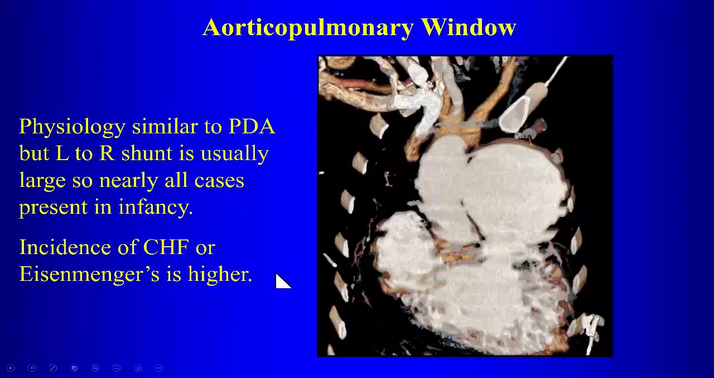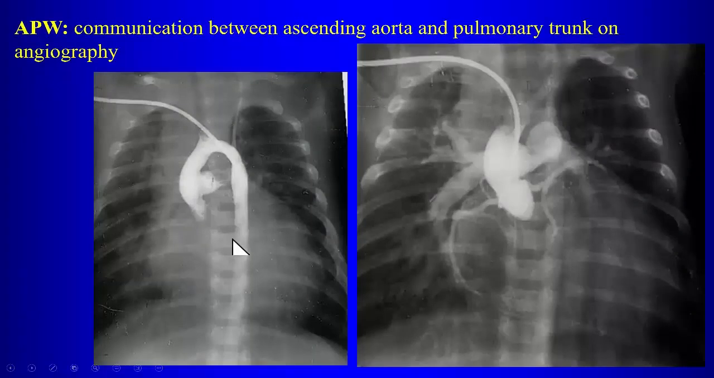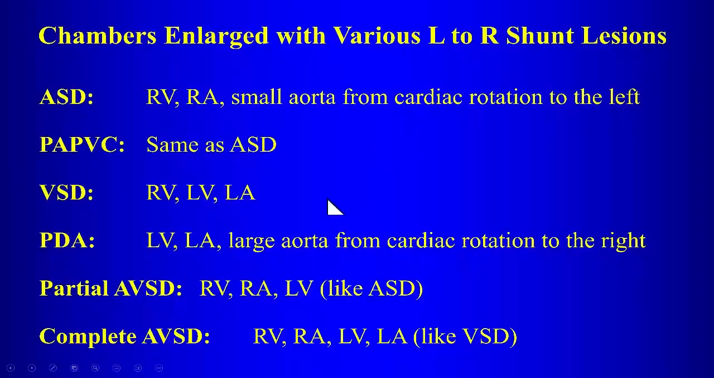Right? So that's called an aorticopulmonary window, physiologically similar to a large PDA. Unfortunately, these patients, if they're not found in time, will present with Eisenmengers. Often it's too late for these patients. So physiology, like a large PDA, we will have overcirculation, and they can go on to Eisenmengers if it is not corrected. So differentiating from PDA, the communication is between the ascending aorta and the pulmonary artery, above the aortic valve.